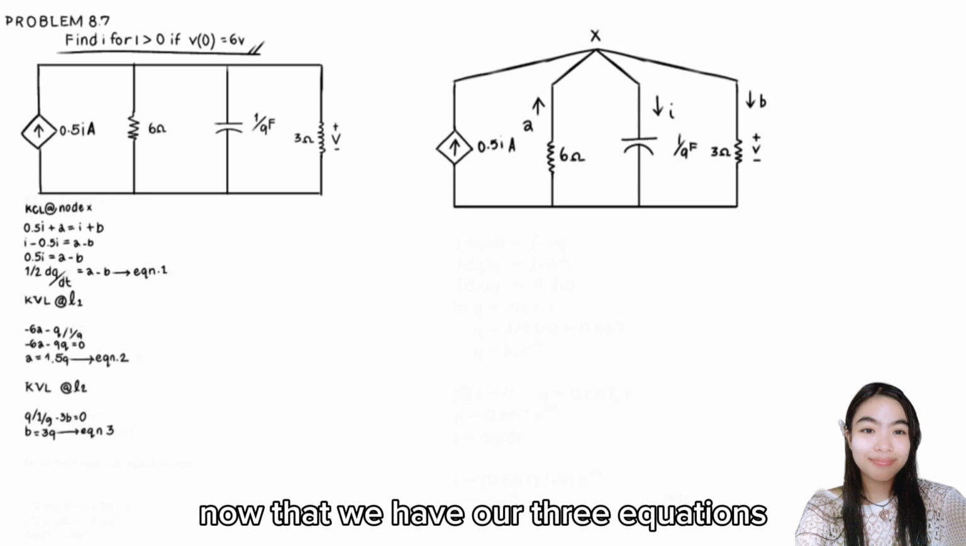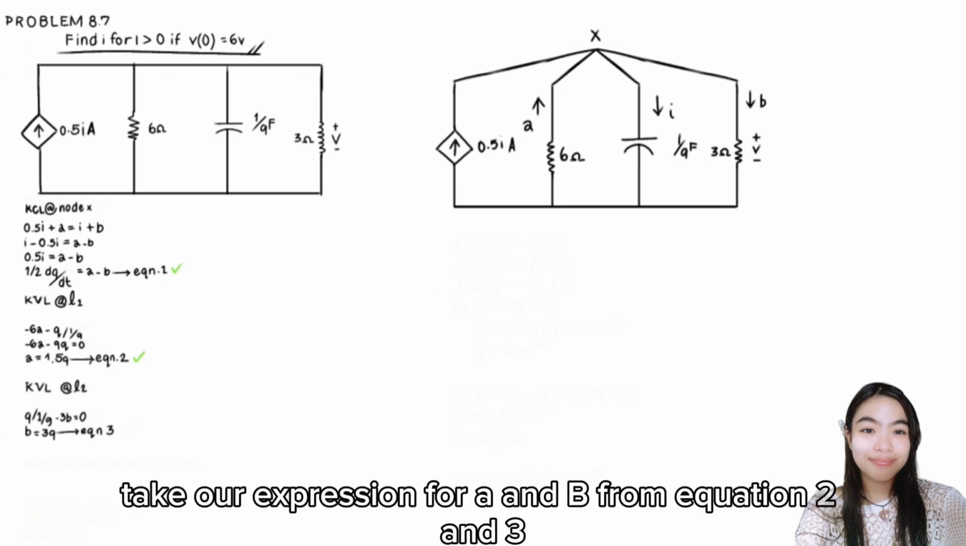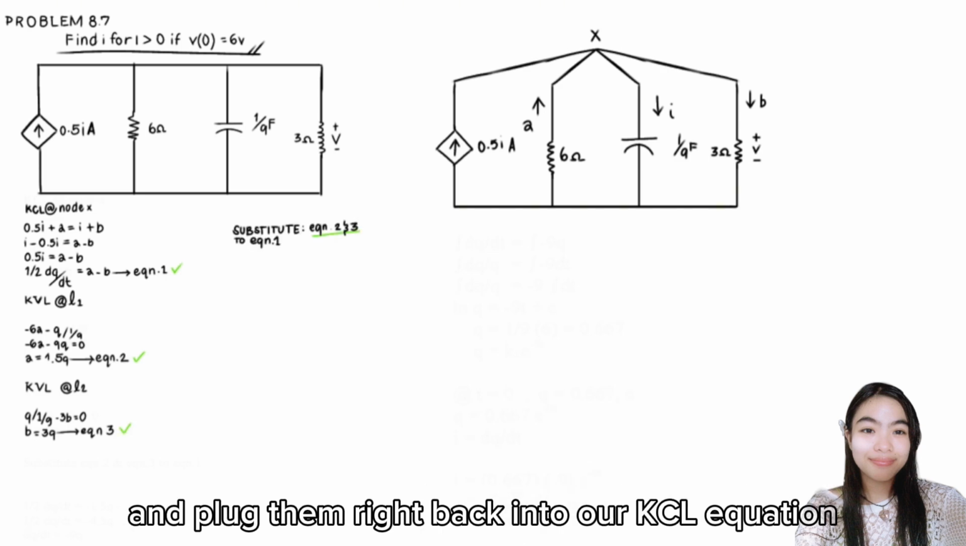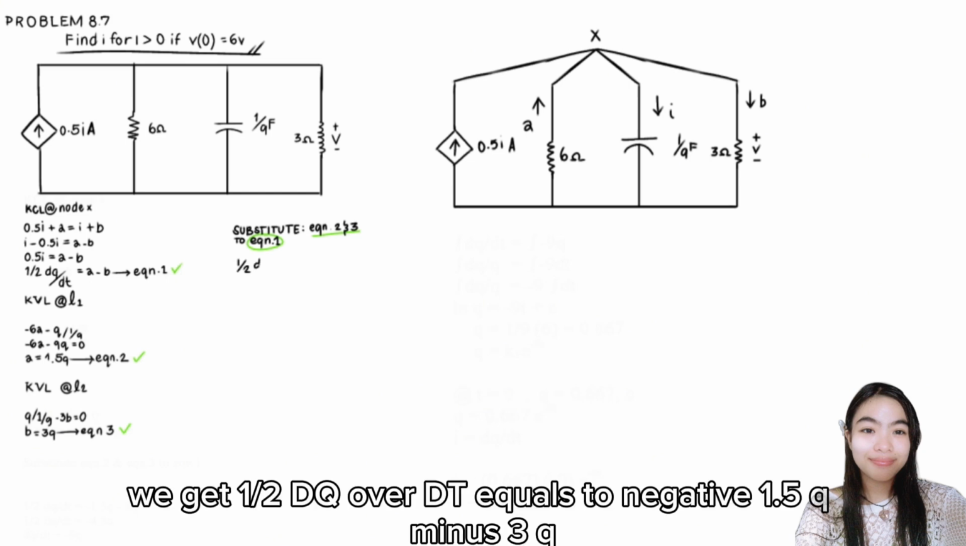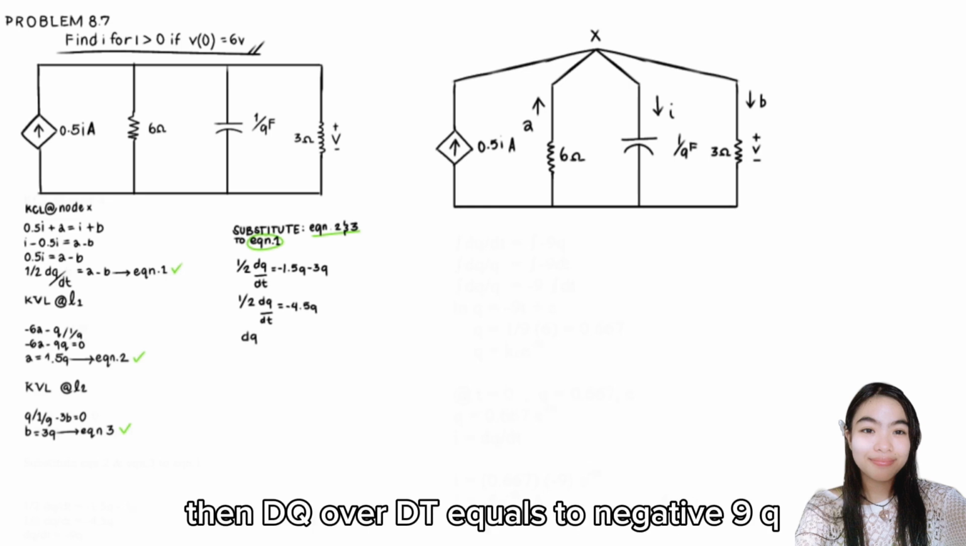Now that we have our 3 equations, let's perform a simple substitution. Take our expression for A and B from equation 2 and 3 and plug them right back into our KCL equation. We get 1/2 dQ over dt equals negative 1.5Q minus 3Q. Simplify: 1/2 dQ over dt equals negative 4.5Q. Then dQ over dt equals negative 9Q.